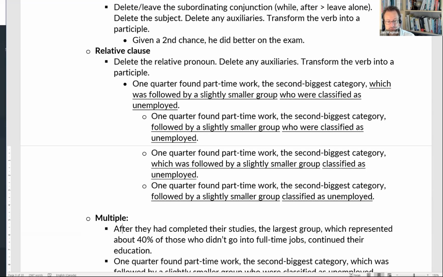In this case, 1/4 found part-time work, the second biggest category, followed by a slightly smaller group classified as unemployed. So I paused here. I paused here. So this is our appositive from earlier, but I didn't pause here.